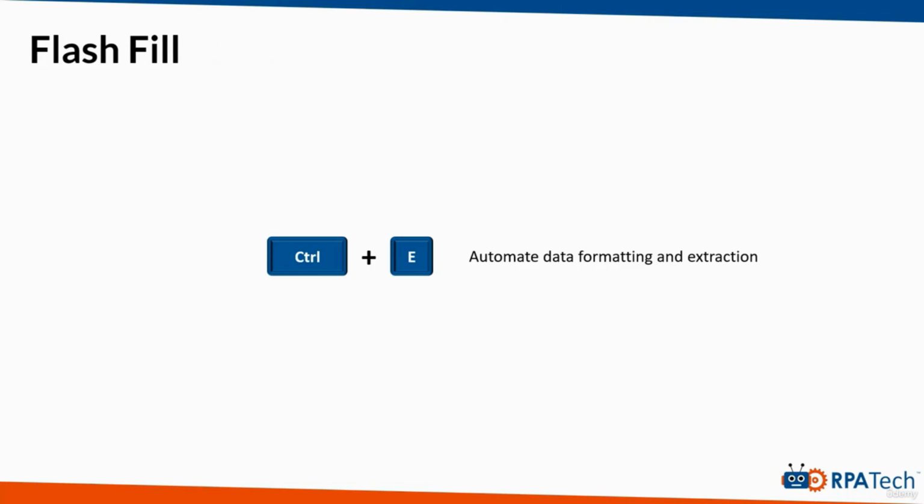With Ctrl+E, you can unleash the power of Flash Fill to automate data formatting and extraction. This functionality predicts patterns in your data and fills in the remaining information accordingly. For example, effortlessly split text strings into separate columns with ease, saving time and effort in data manipulation tasks.